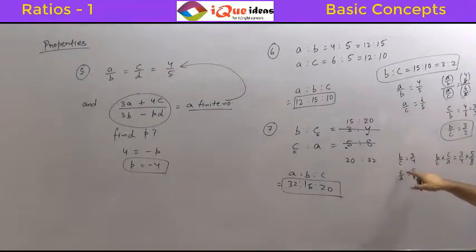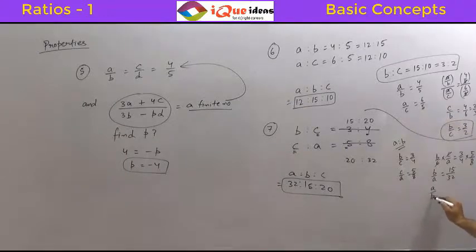So in this case, the question was find A is to B. Okay. So remove C. And in this case, C can be removed by multiplication. So C gets cancelled and we get B by A equal to 15 divided by 32. Or A by B is 32 by 15. So the answer is 32 is to 15.